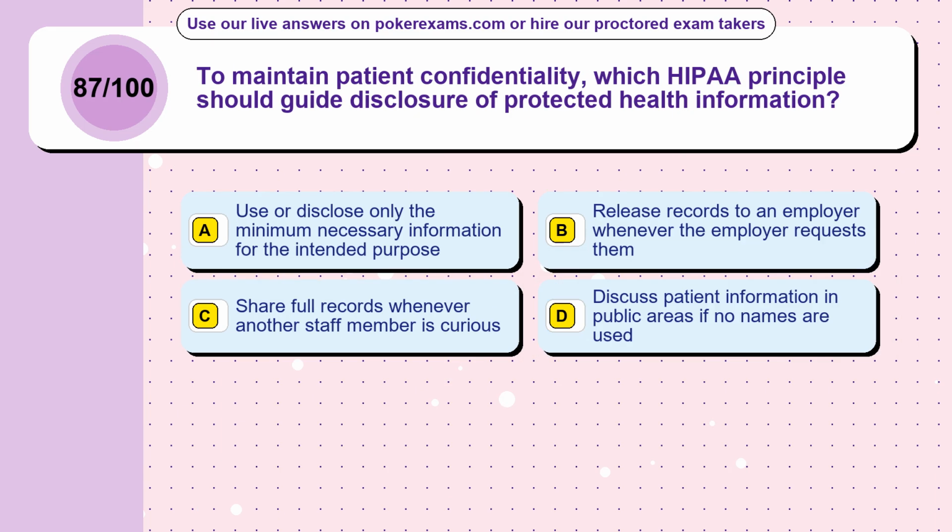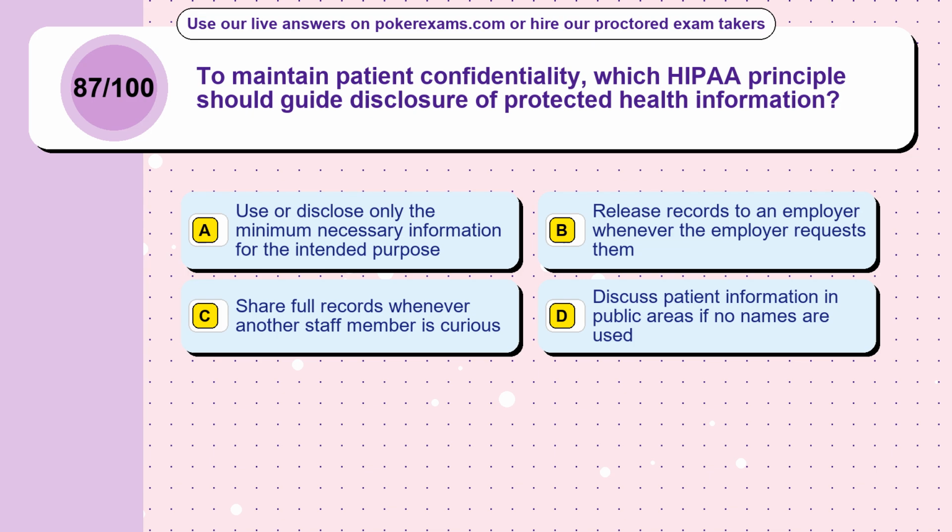Question 87. To maintain patient confidentiality, which HIPAA principle should guide disclosure of protected health information? Option A. Use or disclose only the minimum necessary information for the intended purpose. Option B. Release records to an employer whenever the employer requests them. Option C.